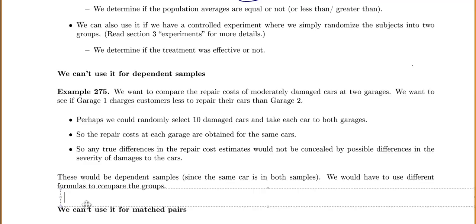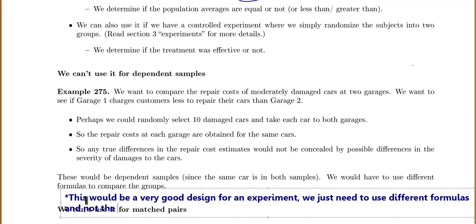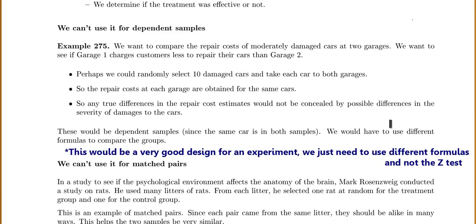Now let's just make a note here that this would be a very good design for an experiment. We just need to use different formulas and not the z-test. Okay, so once again, it is a very good design. There's nothing wrong with doing it this way. You just need different formulas and not the z-test. So we're not actually going to learn in this class what you would use to evaluate it. So we can't use it for dependent samples. We also can't use it for matched pairs.